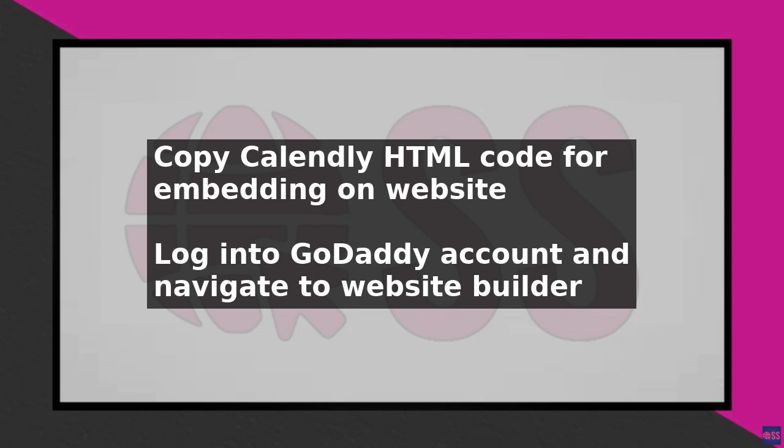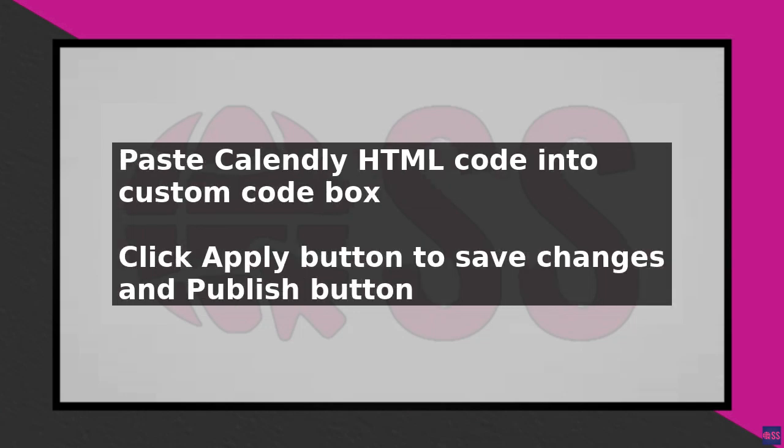Click on the Add Section button and select the Custom Code option from the list of available sections. Paste the Calendly HTML code into the custom code box. Make sure to remove any existing code that may be in the box before pasting the Calendly code. Click the Apply button to save the changes and then click the Publish button to make the changes live on your website.